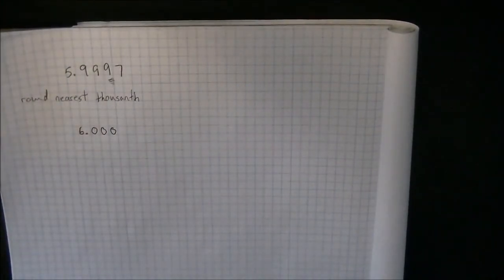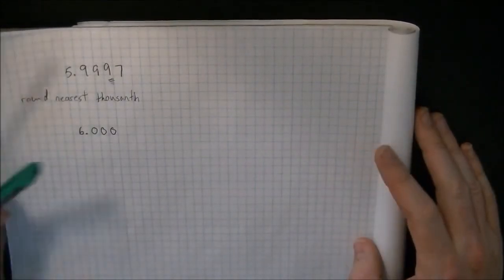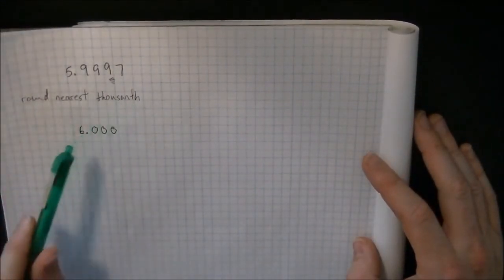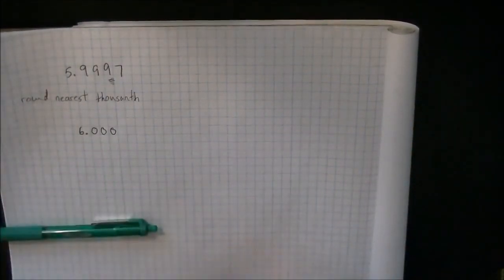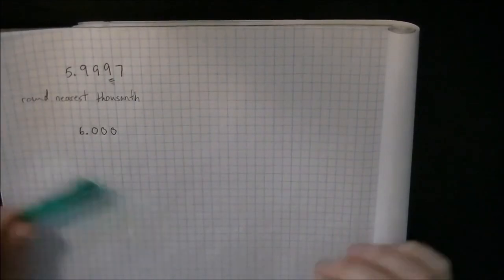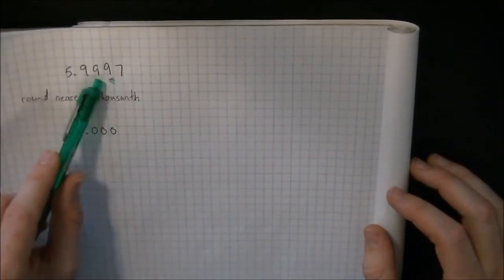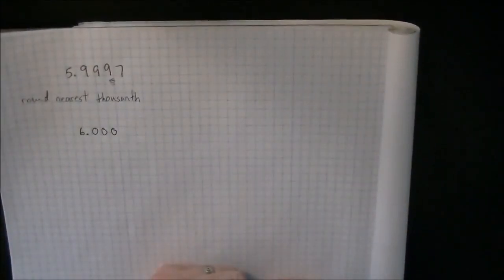Okay, and it's tempting to write this as 6, and in some cases that might be fine, but if you want to show that this is rounded to the nearest thousandth, it's actually best just to write 6.000 to show how accurate we're being. All right, so that is how we round when there's carrying over that happens. All right, very good.